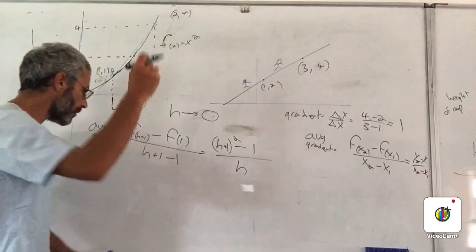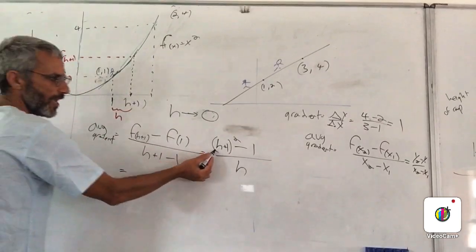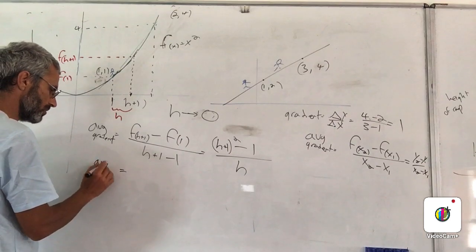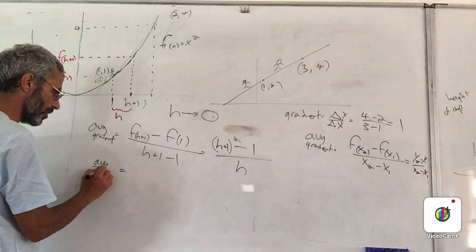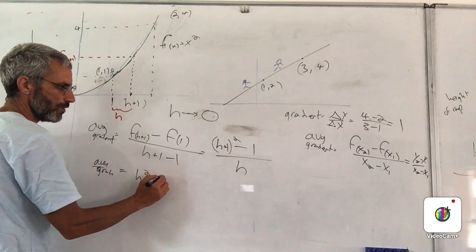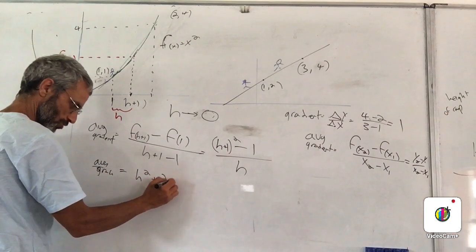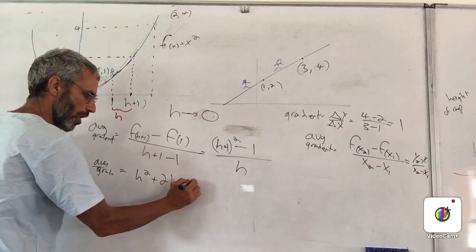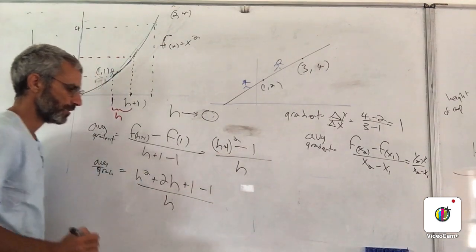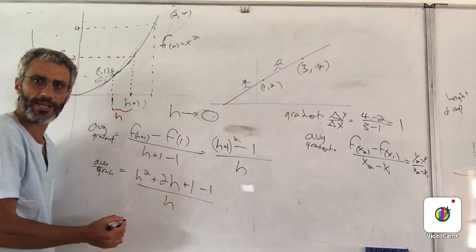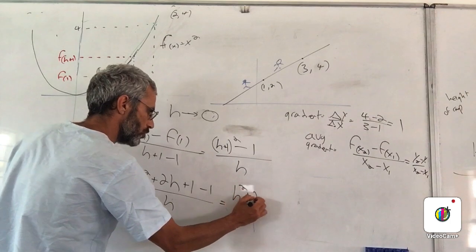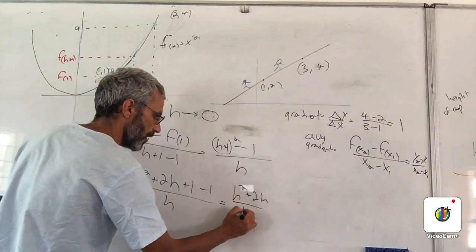Now we just have a little bit of algebra. Opening h plus 1 squared, what is it equal to? I hope you know that by heart. h squared plus 2h plus 1, minus 1. The 1 minus 1 cancel. We're getting h squared plus 2h over h. What can we do now?